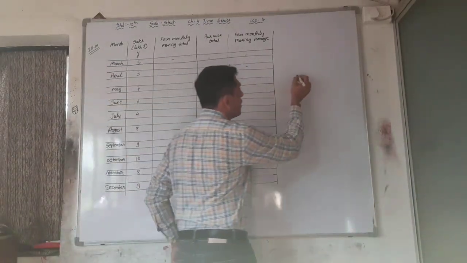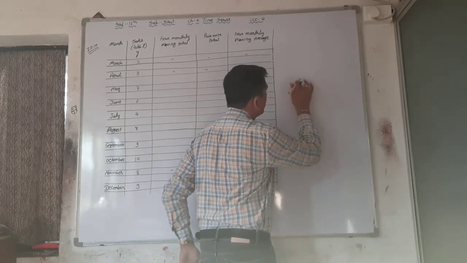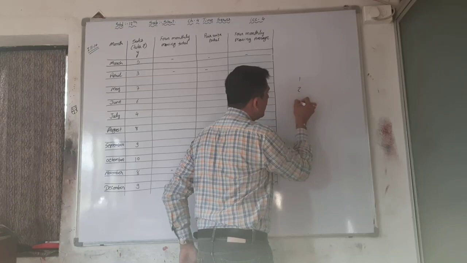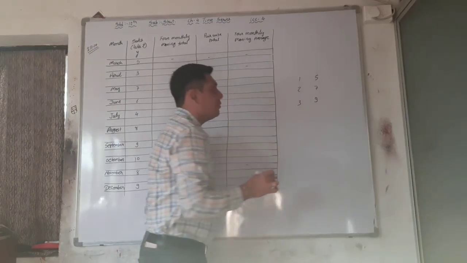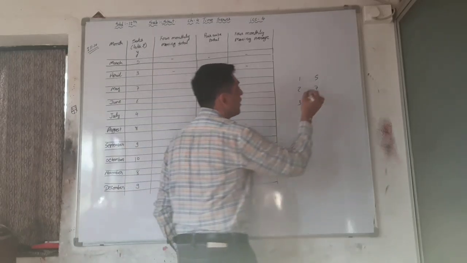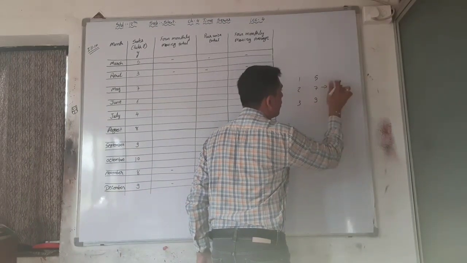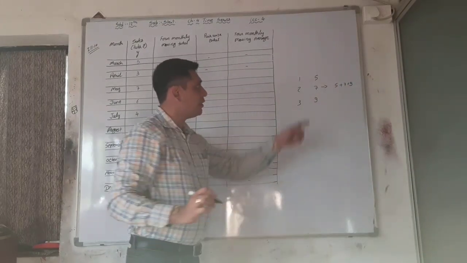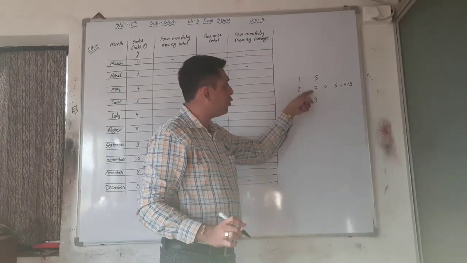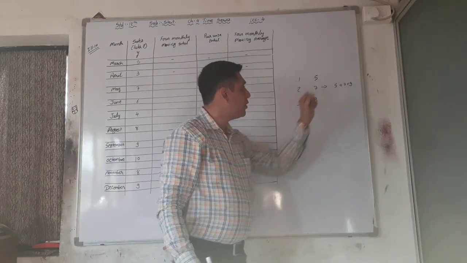In 3 years, see here, we are writing like this: 1, 2, 3, that is 5, 7 and 9. If it is given like this, then we write the total in the middle, in the center, that is 5 plus 7 plus 9. See, this is the middle: 1, 2, 3. This one is the middle. That's why we are writing the total into the middle.